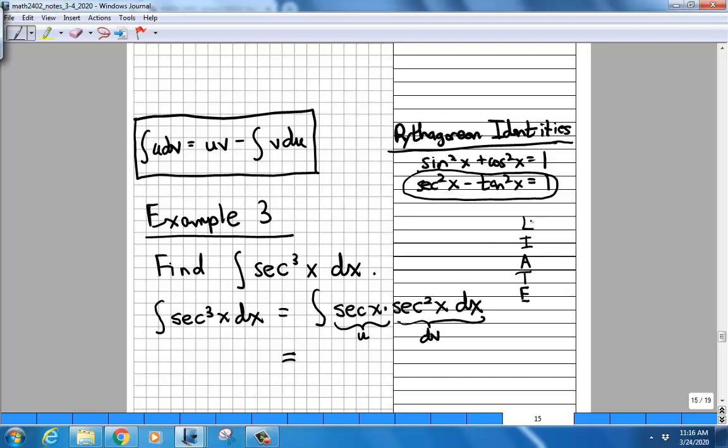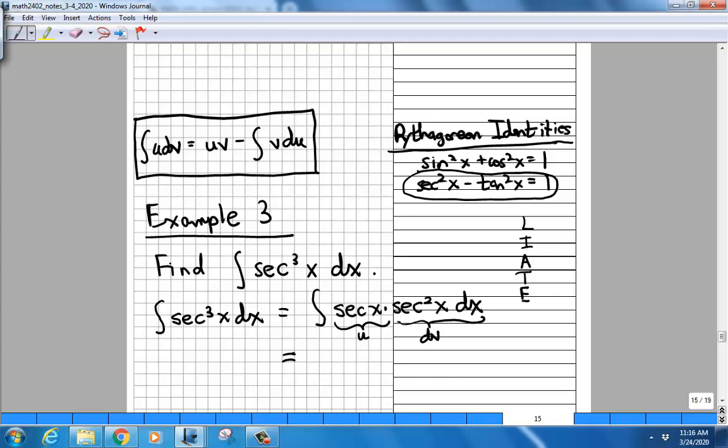So this acronym says if you have a log expression, make that u first. If you don't have that, if you have an inverse function, make that u. If you have an algebraic expression, make that u. If you have a trig expression, you want to make that u. So secant x there is our simplest trig expression when we break this up into secant times secant squared. And so that is what I'm going to choose for u.